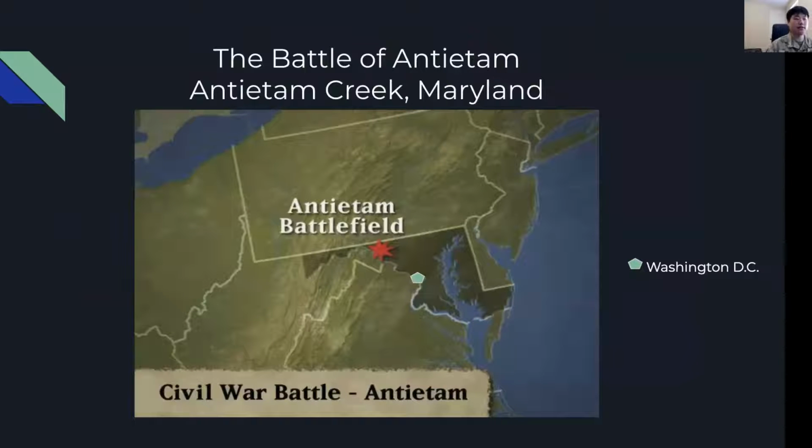The next battle we're going to talk about is the Battle of Antietam. The Battle of Antietam took place near Antietam Creek in Maryland. It was part of General Robert E. Lee's invasion of the northern states.